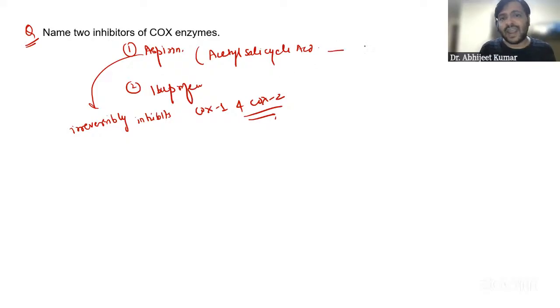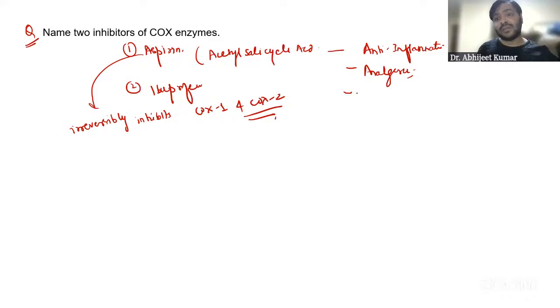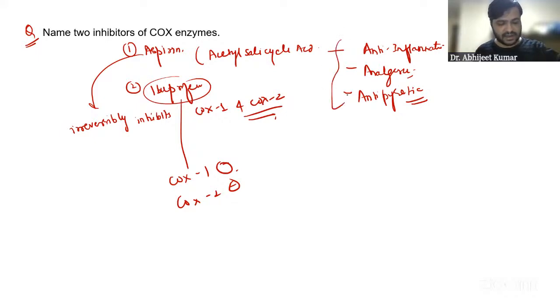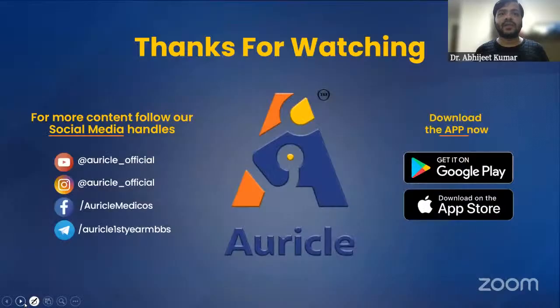So it is used for anti-inflammatory purposes, helps to reduce pain, which is the analgesic effect, and even lowers the body temperature, which is the antipyretic effect. Pyrexia means fever, and antipyretic means reducing the body temperature. Ibuprofen will also inhibit both COX-1 and COX-2, so it is used for all these purposes: the anti-inflammatory, analgesic, and antipyretic effects. That is regarding the two inhibitors of the COX enzyme. That was regarding the prostaglandins, a very short topic. You just have to go through the synthesis, functions and clinical significance.